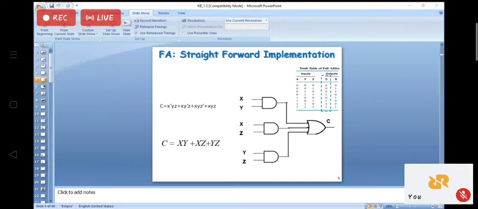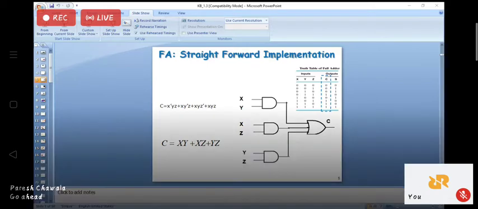So please write down whether to continue with the next topic, that of one's complement and two's complement, because that will be required in case of Booth's multiplication algorithm.